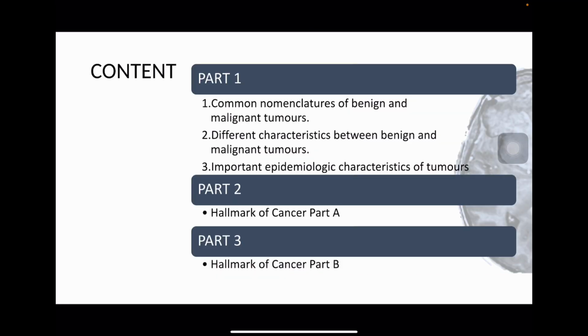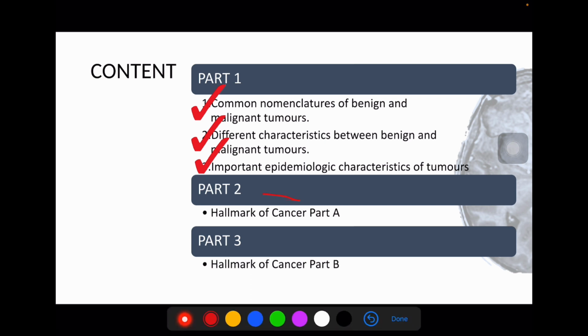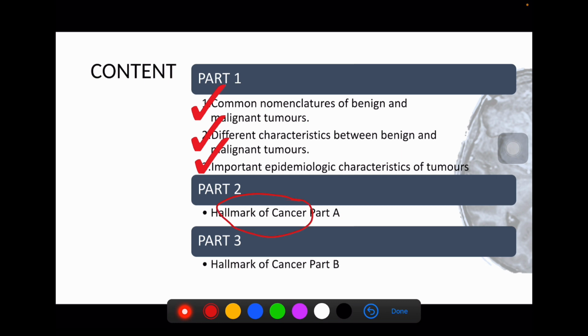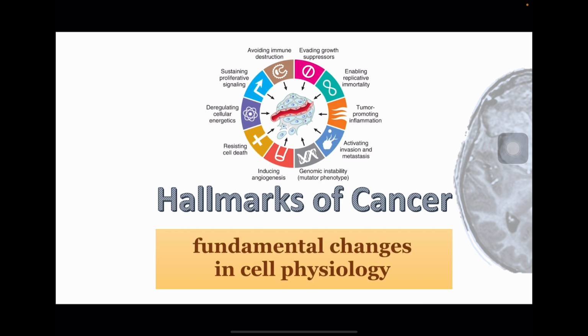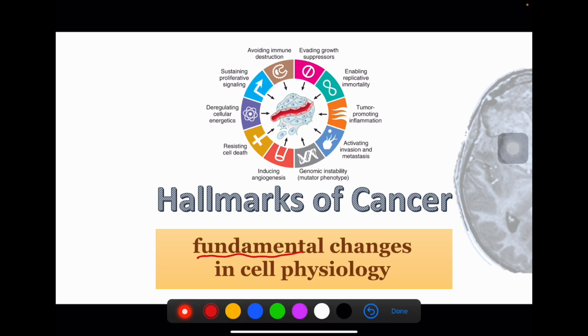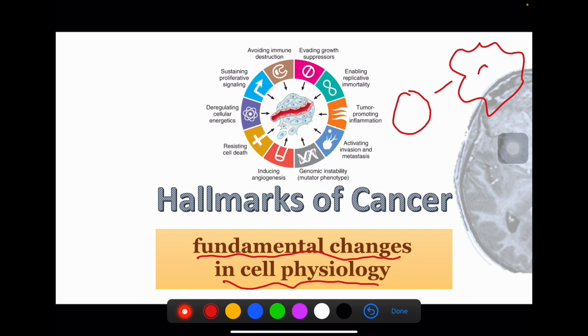Okay, we have done already these three in part 1. So now we are going into part 2 and part 3, which tells the story of the hallmark of cancer. Hallmark of cancer by definition is just the fundamental changes in the cell physiology of a cell, from a normal cell into a malignant cell.